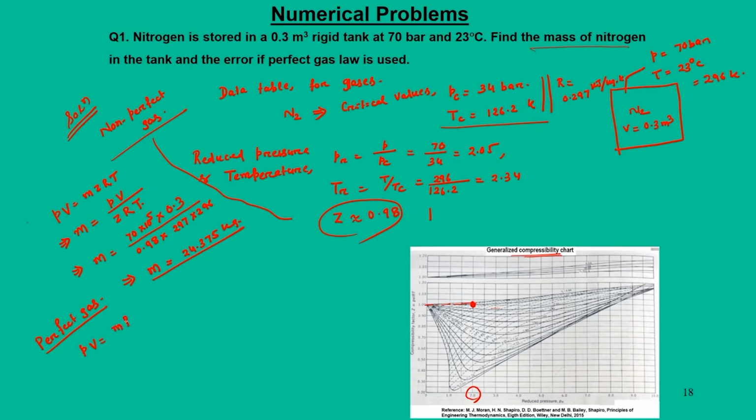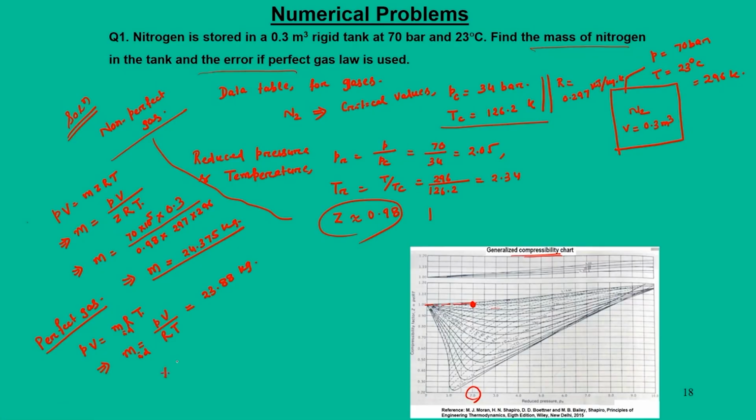Now, if you say it is a perfect gas, the equation will turn out to be PV is equal to m R T, and through this we can also calculate the mass for an ideal gas. So, if nitrogen is treated as an ideal gas, m ideal is equal to PV by R T, and this number happens to be 23.88 kg.